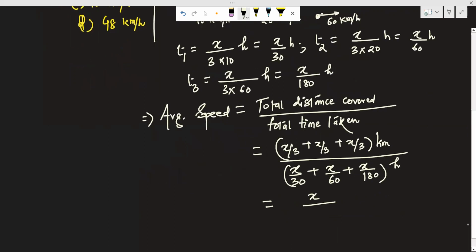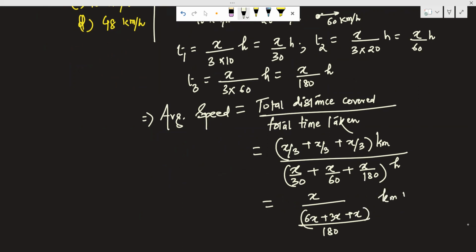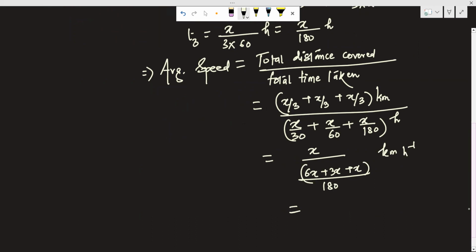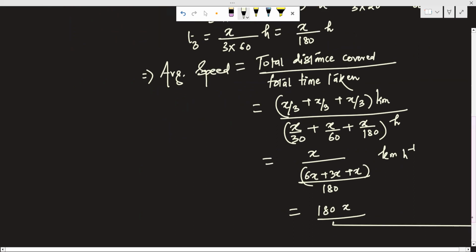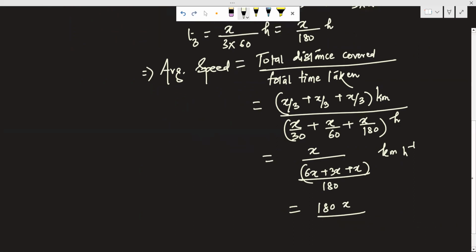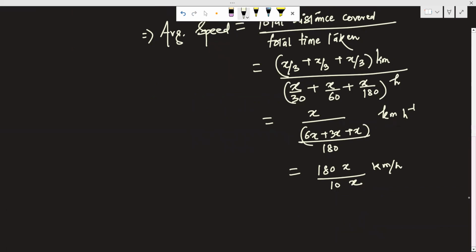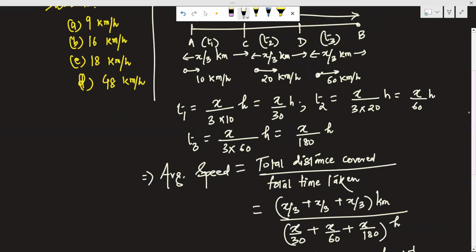So x divided by the LCM of 30, 60, 180, which is obviously 180. So this becomes 6x, this becomes 3x, this will be x. Kilometer per hour. 180 will go up, so 180x by 10x, kilometer per hour. So the answer will be 18 kilometer per hour, right? So that was our option C.